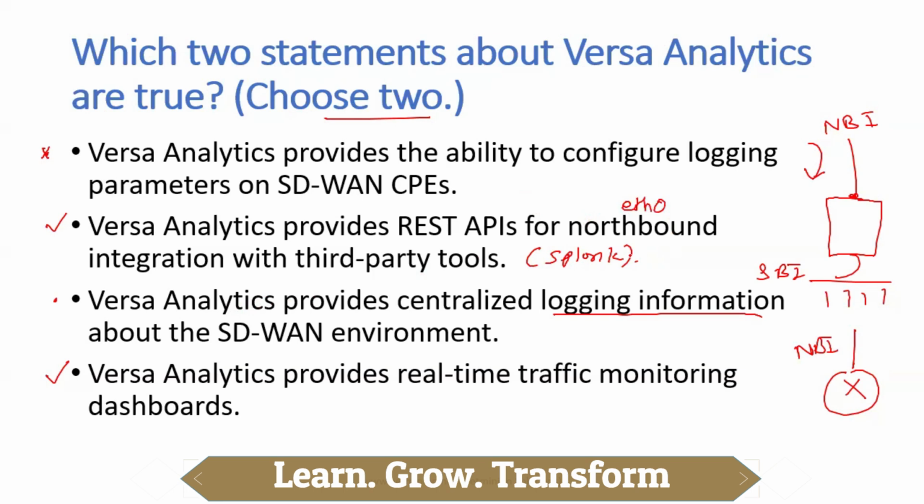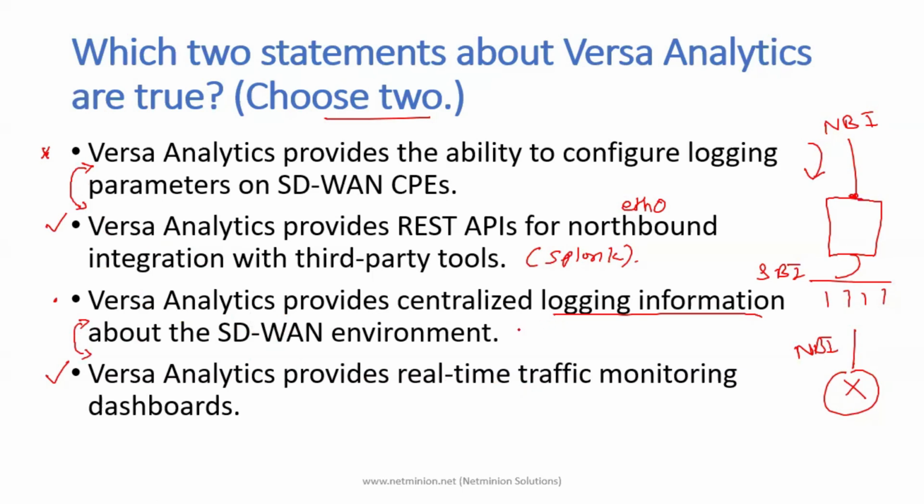Okay. But generally, if we talk about it, I hope this point is clear. I will make a set of two. This should be set one, this should be set two. Why? Because both of them are looking similar, right? So both of them should not be true. By default, the second option should be right. Now let's come over here. The set of two provides centralized logging information about the SD-WAN and provides real-time traffic monitoring dashboard.